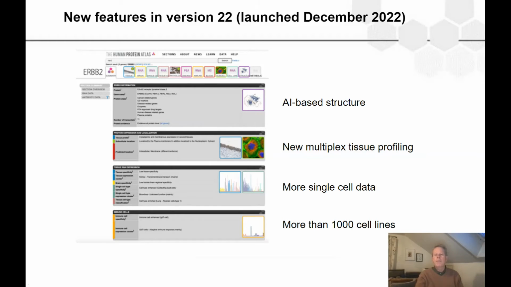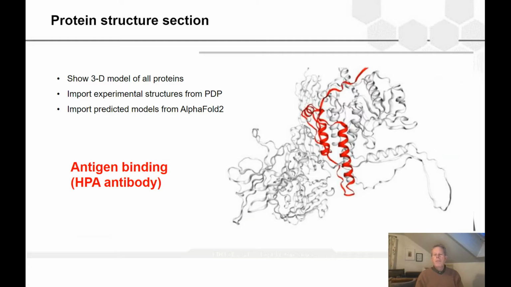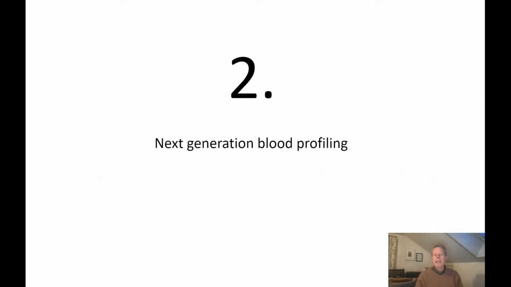The protein structure section shows 3D models for all proteins, both experimental structures from PDB, but also imported predicted models from this amazing project called AlphaFold 2. What is nice about this is that we can also show on the structure the antigen binding site for all our antibodies, so we know exactly where in the structure the different antibodies are binding.